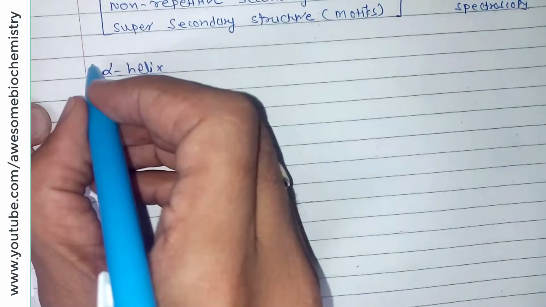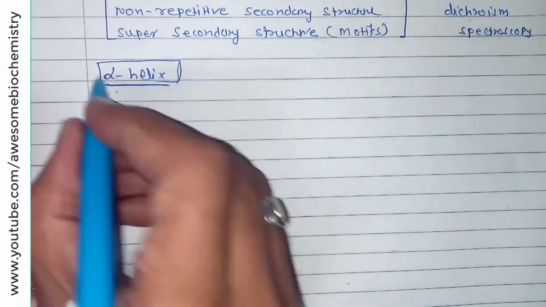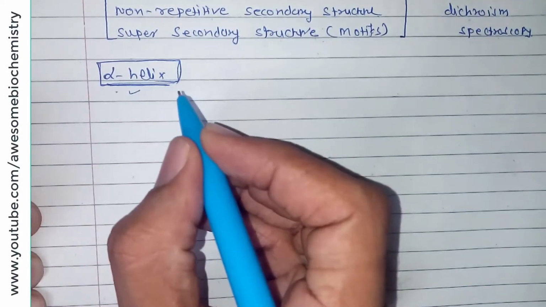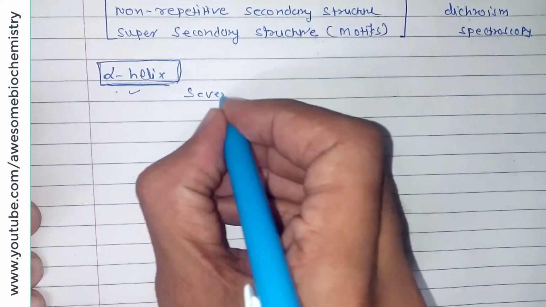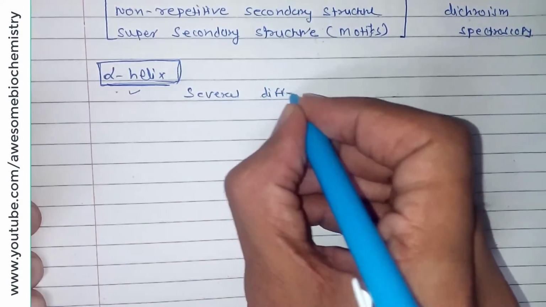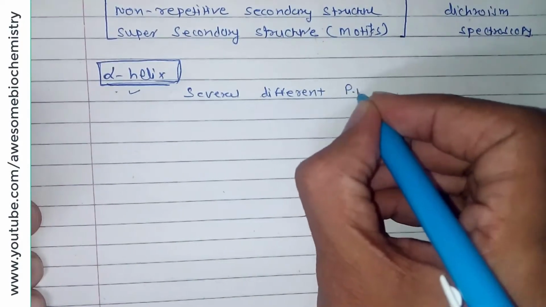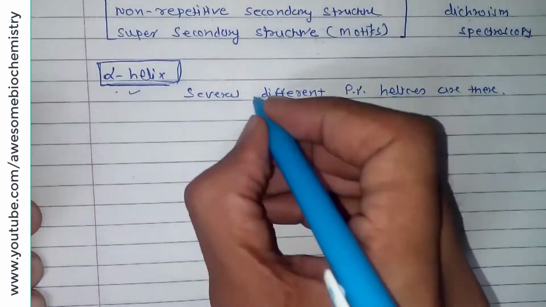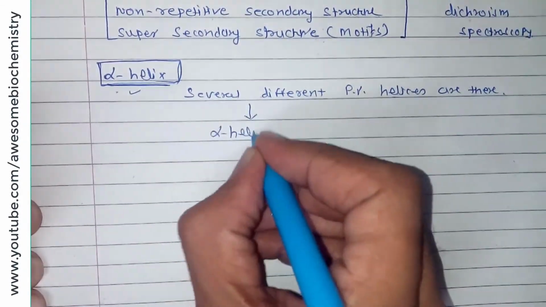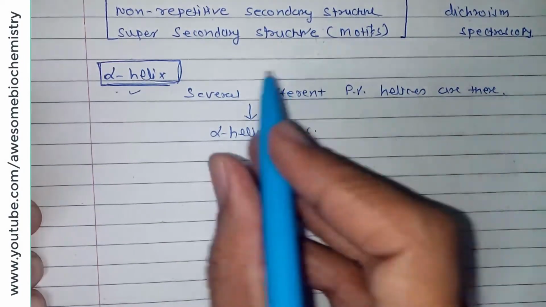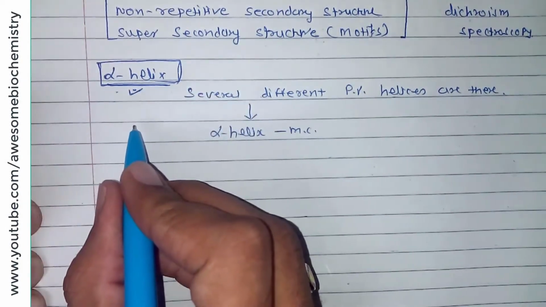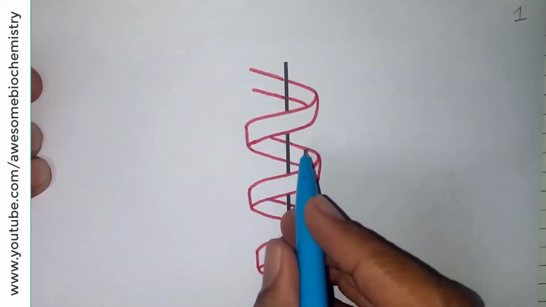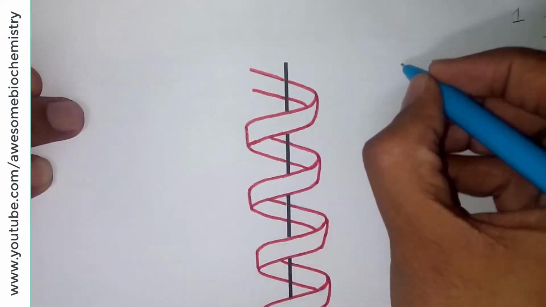In the case of alpha helix, many different types of polypeptide helices are seen in nature, but the alpha helix is the most common variety. That is why we will study the alpha helix in detail. Now, the alpha helix looks like this. It is a helix, and this helix is a right-handed helix.